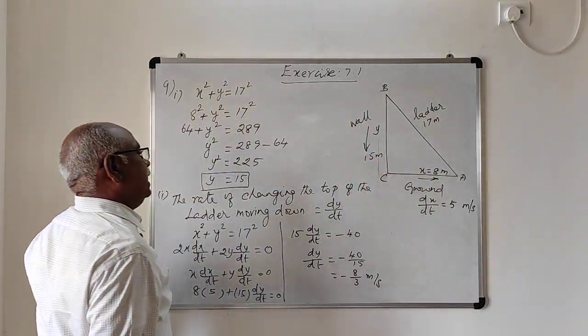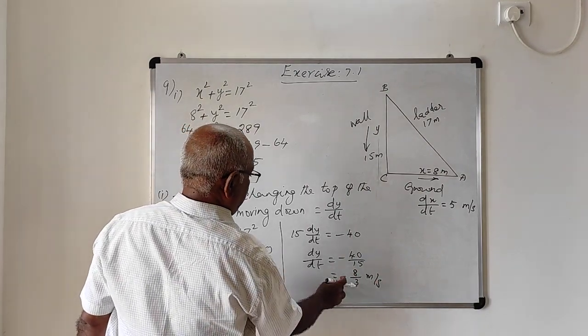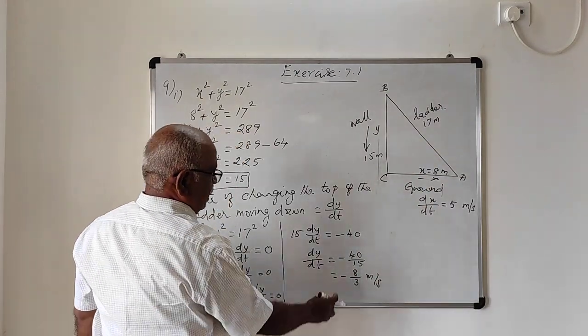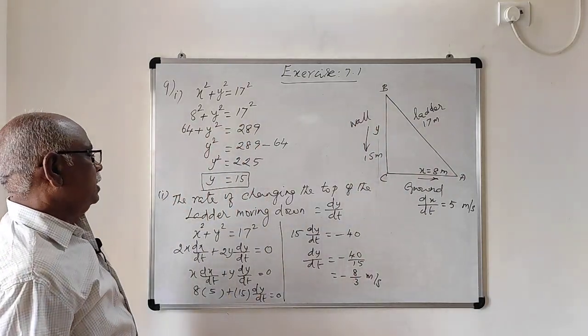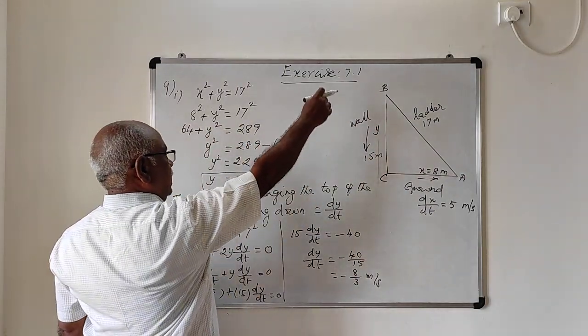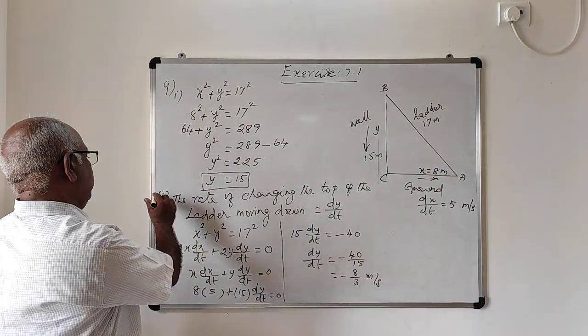The top of the ladder is moving downward at the rate of minus 8 by 3 meter per second. The minus sign indicates the downward direction. That's all. The rate of change of the top of the ladder moving down is minus 8 by 3 meter per second. That is the first solution.